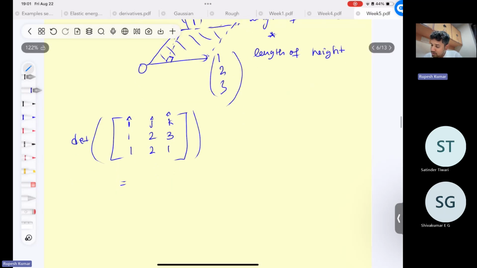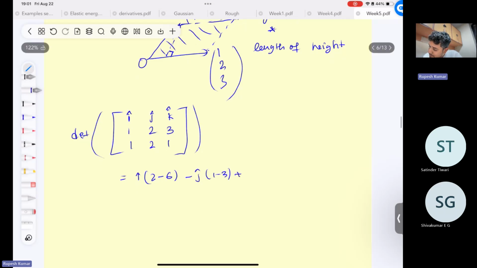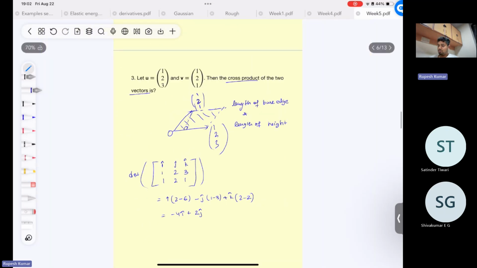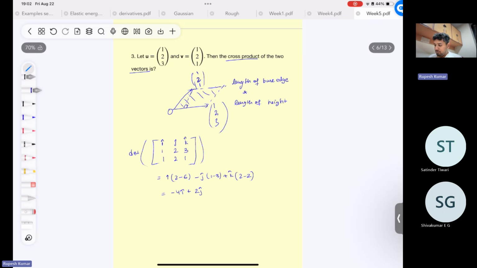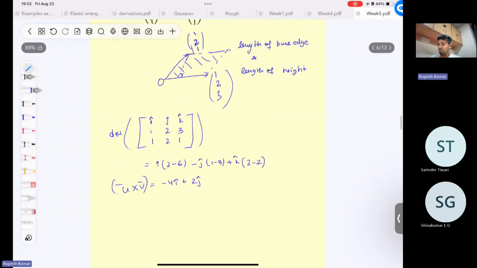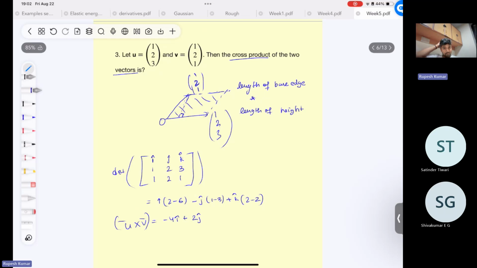So now let's do this. The determinant of this matrix is i cap multiplied by 2 minus 6, minus j cap multiplied by 1 minus 3, plus k cap multiplied by 2 minus 2. So this is essentially minus 4 i cap plus 2 j cap. This will be the result of the cross product between these two vectors, u cross v, so this is a vector. Now when you take the magnitude of this vector, you will see that it will be equal to the area of this parallelogram.